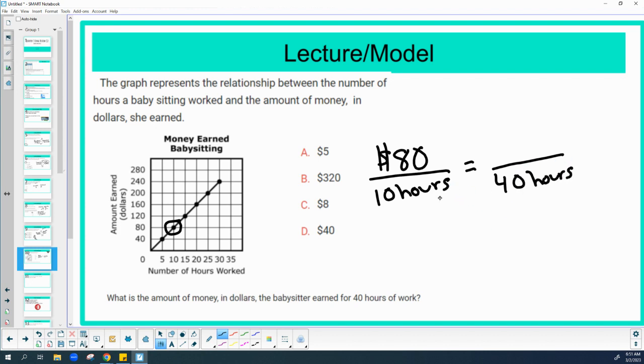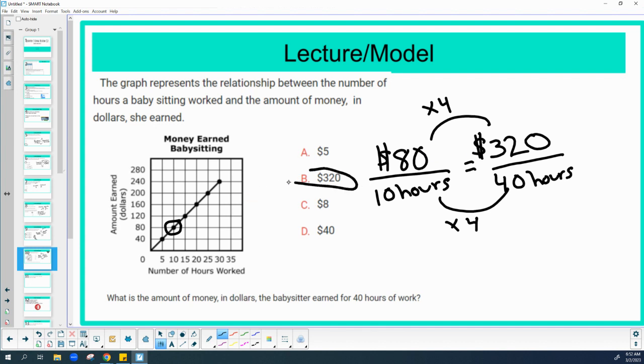So now I need to go from 10 hours to 40 hours. I am going to do that by multiplying by 4. 10 times 4 is 40. If I multiply the hours by 4, we multiply the money by 4. 8 times 4 is 32. Add a 0 for the 80, so it would be 320. And again, I didn't even look at the answer choices. I just solved it and then found the answer.